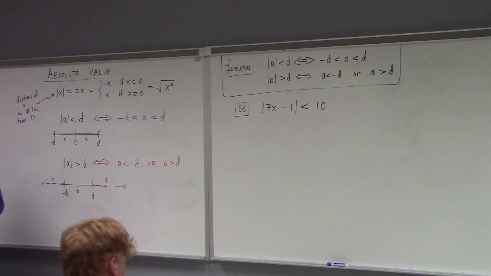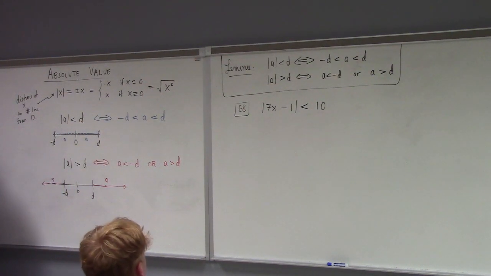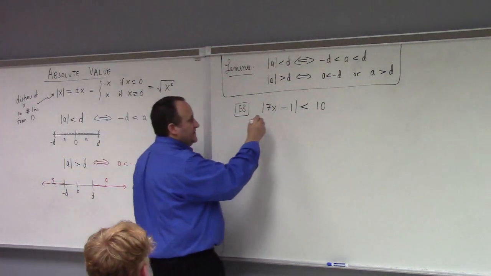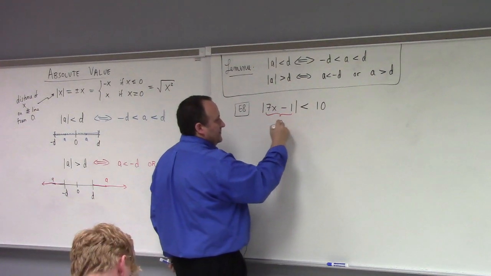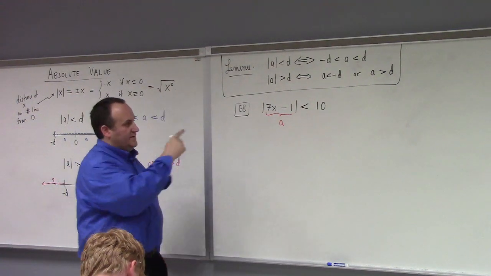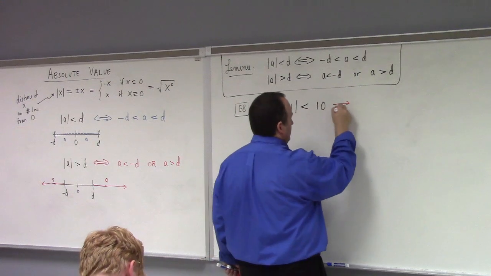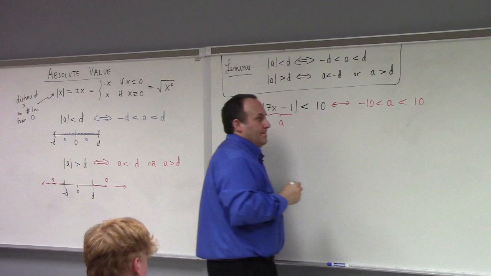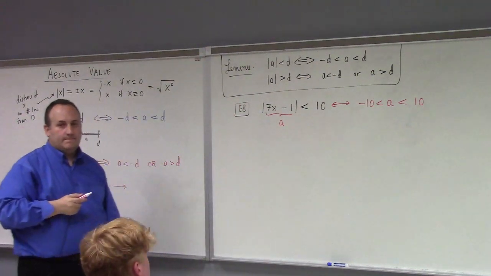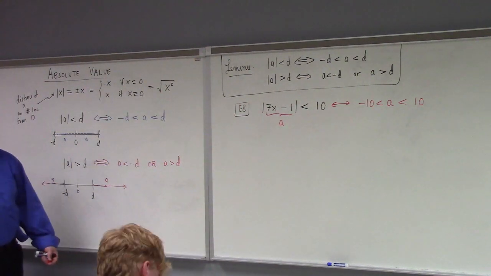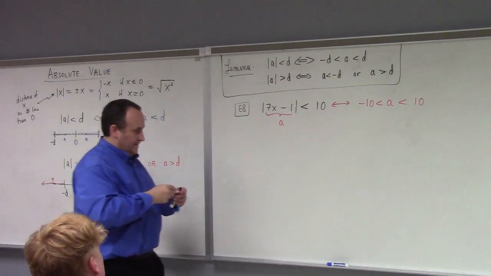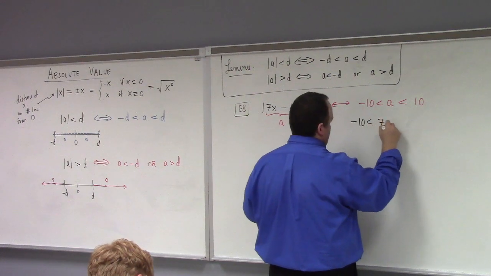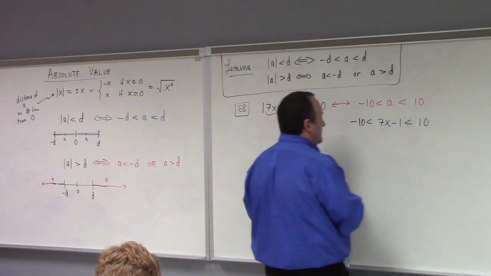So how do we solve this problem? Let's think of it in terms of a substitution, all right? Think about this being quote unquote A, right? And so this is equivalent to what? Minus 10 less than A less than 10. But what is A? Right, so we're really up against minus 10 less than 7x minus 1 less than 10.